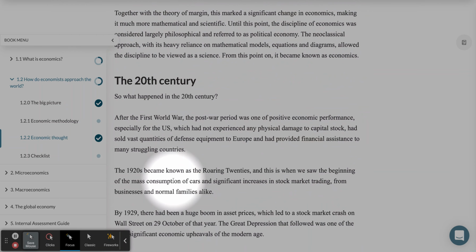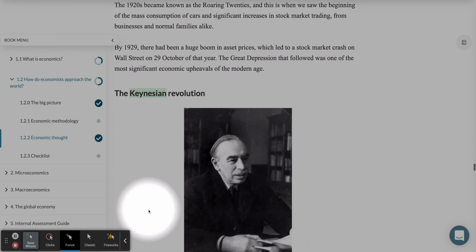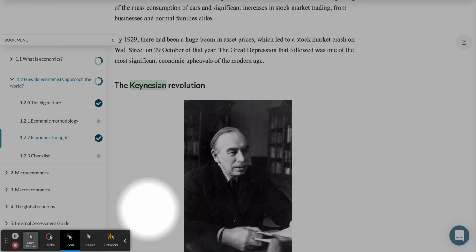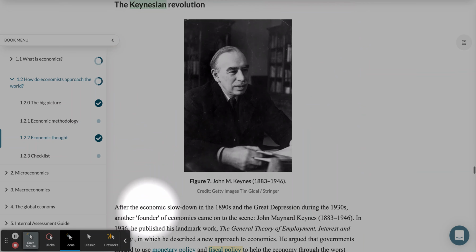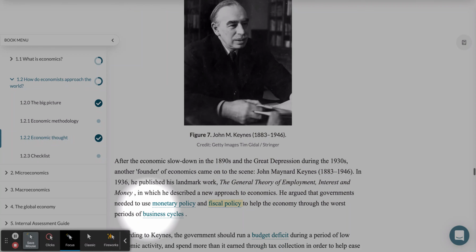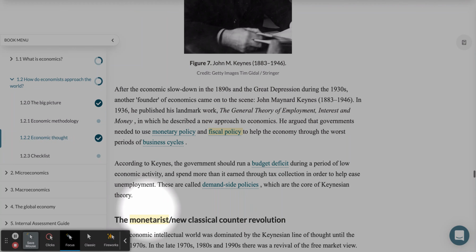So what's going on in the 20th century? Well, you had the Great Depression, and this laissez-faire system wasn't working. The command economy wasn't working, and that's where you had the Keynesian revolution. Keynes said, "You know what? The government's got to deficit spend. They've got to print money and start spending it to get the economy going again." And so we're getting into his theories.